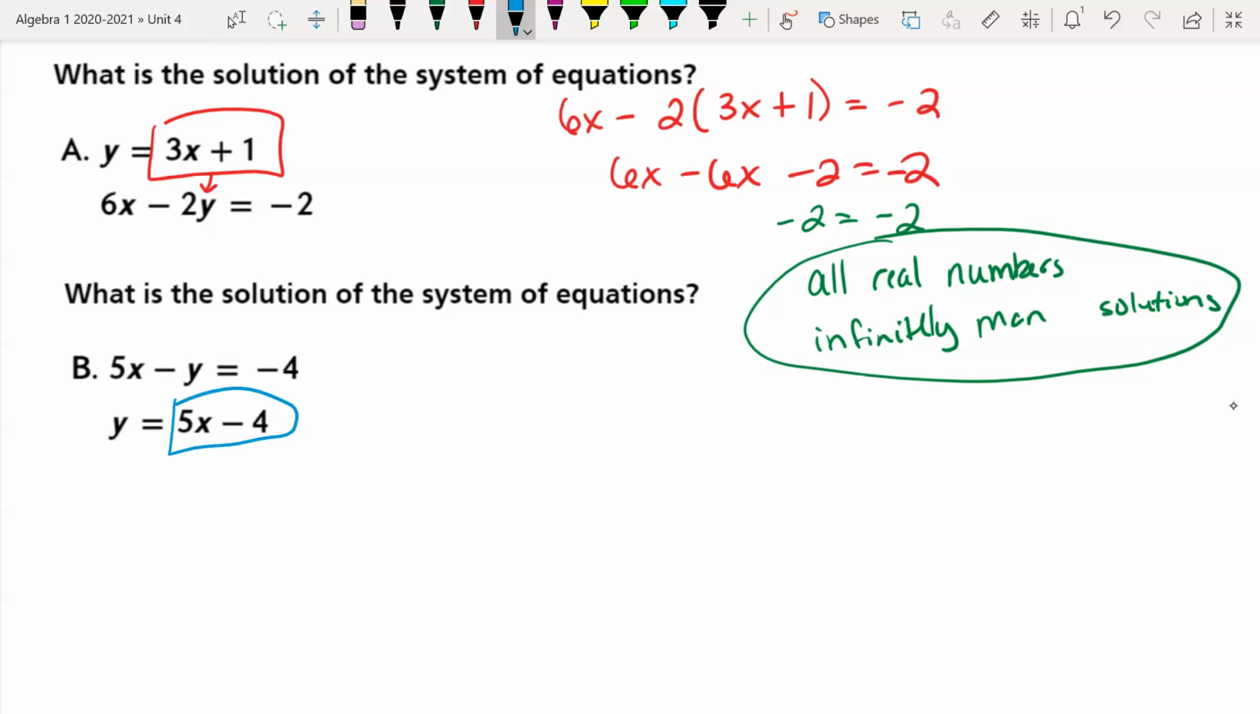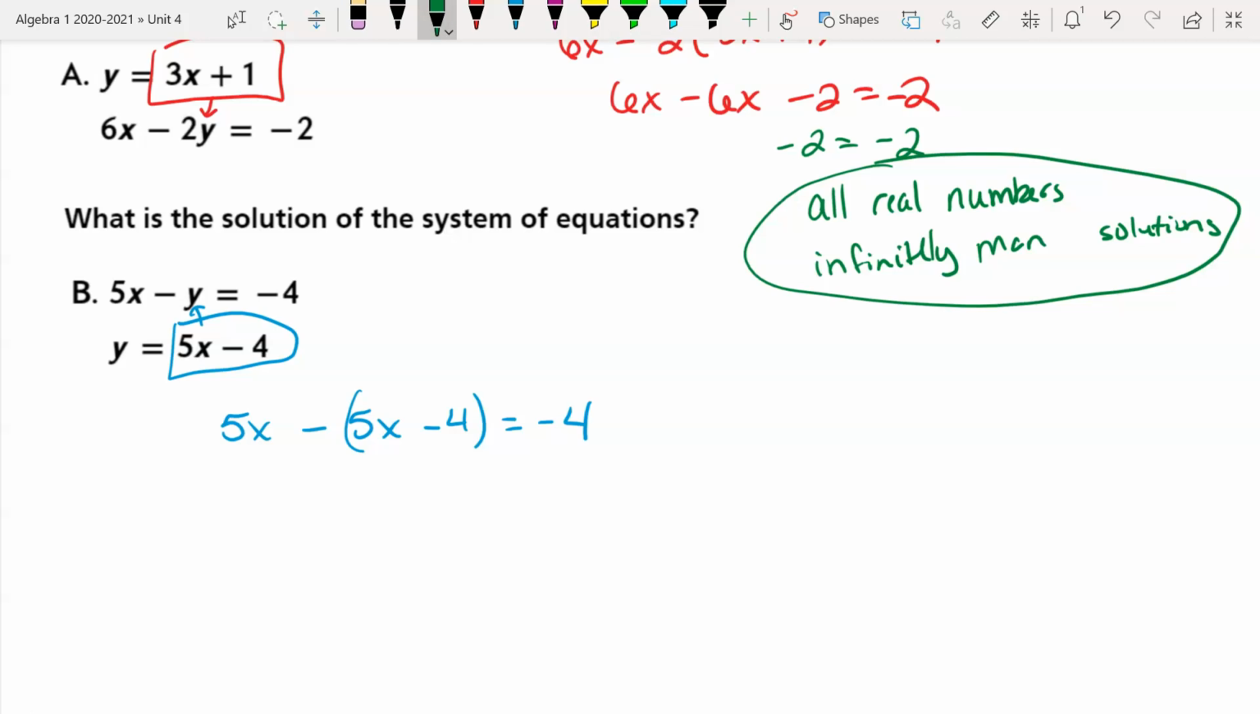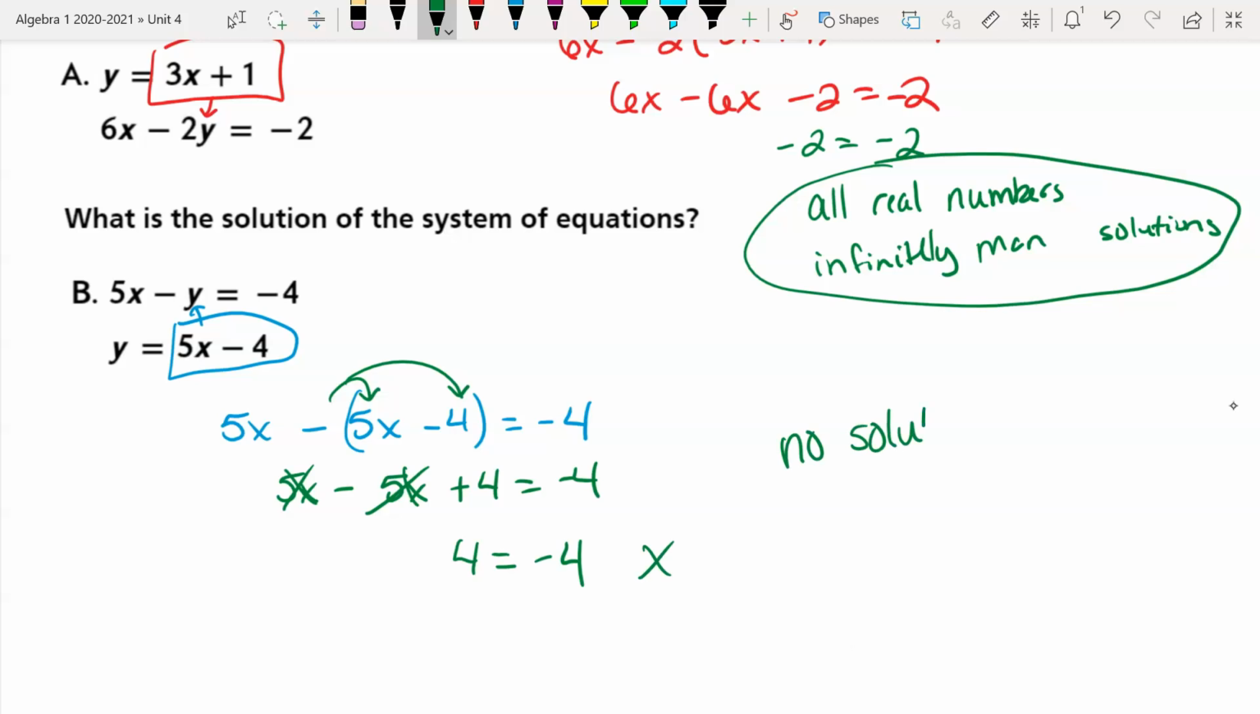All right, so the bottom, let's go ahead and try it. Plug it in. Well, what happens here is I got to distribute that negative. So I get 5x minus 5x plus 4 equals negative 4. So your 5x's cancel, so I get 4 equals negative 4. Well, does 4 equal negative 4? So the answer is no. So the answer to this one would be no solution.